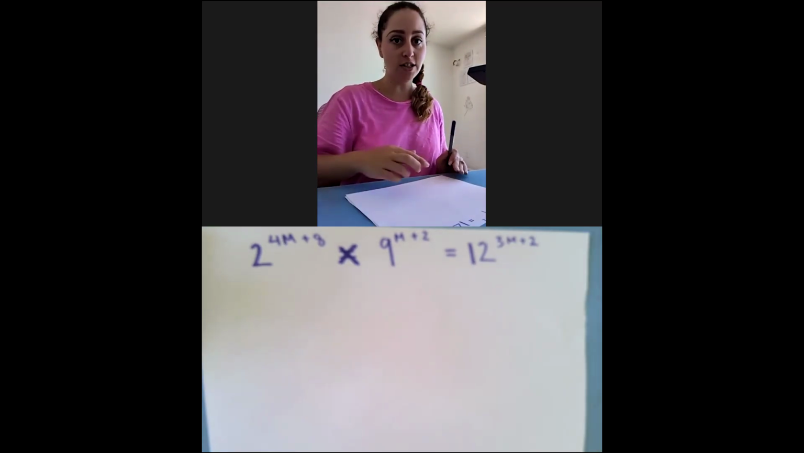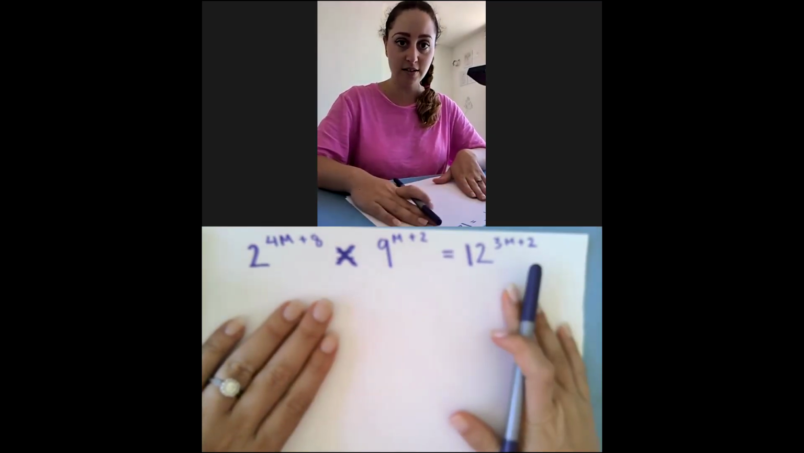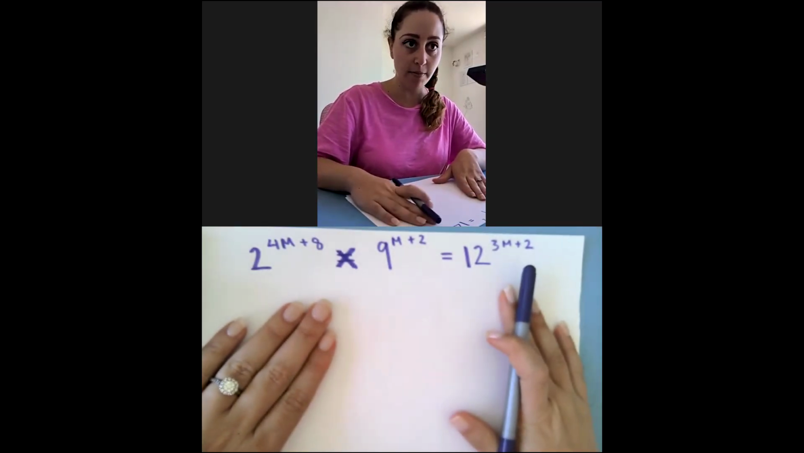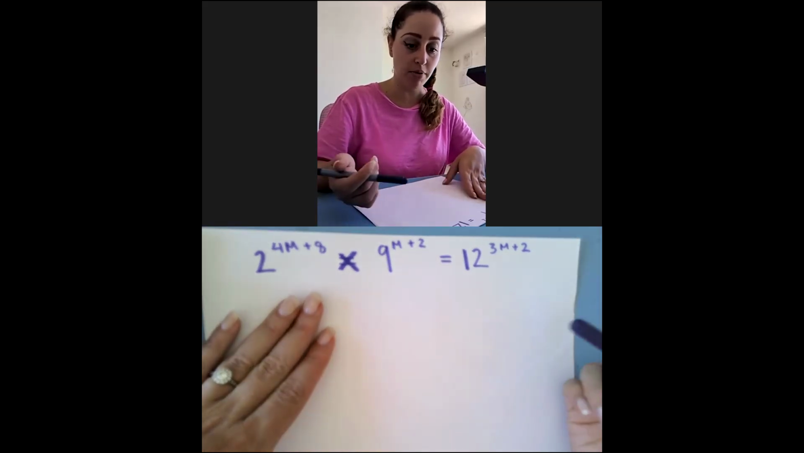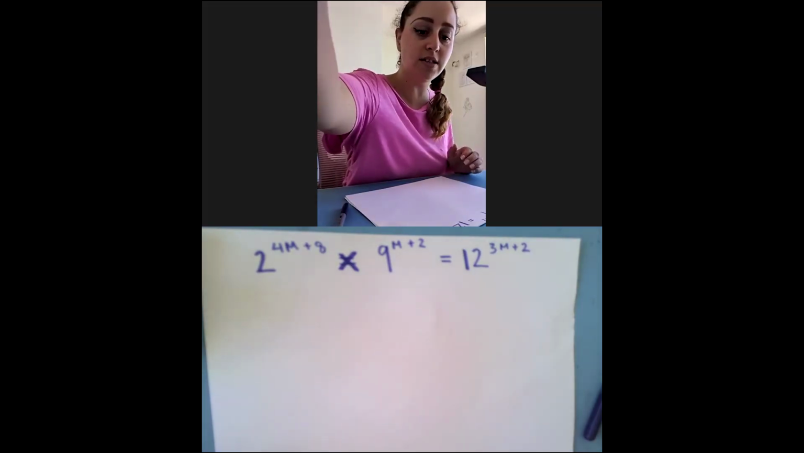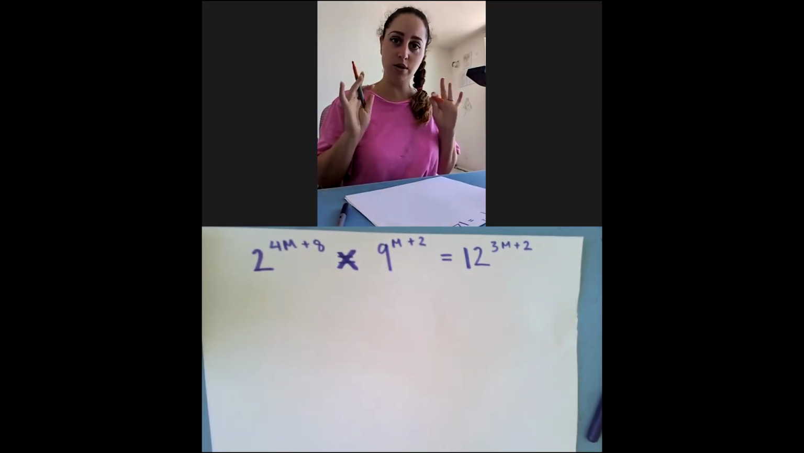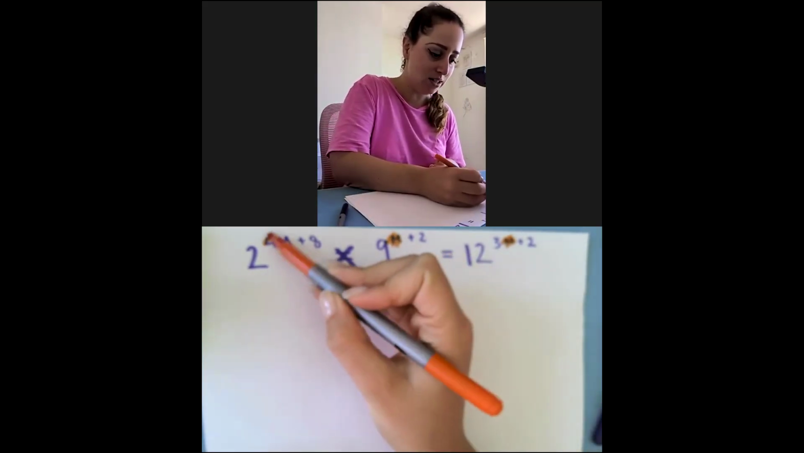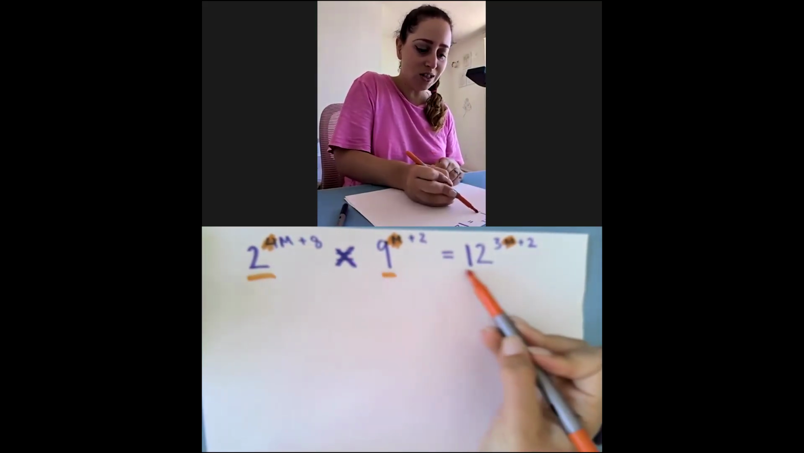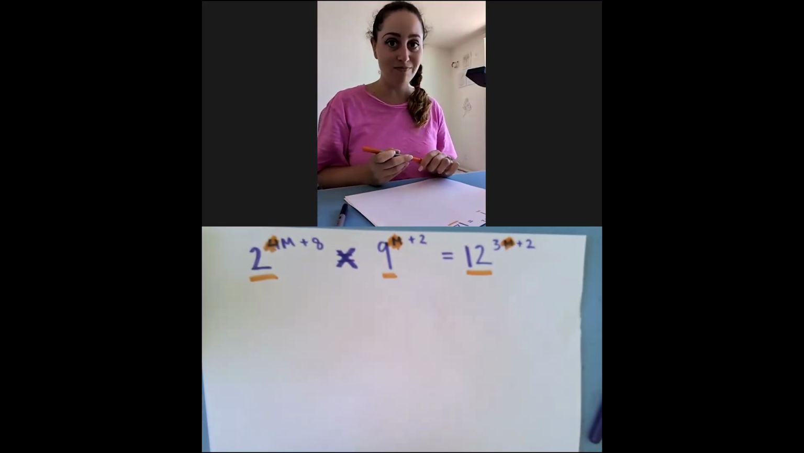Number 4 starts off by saying this: 2 to the 4m plus 8 multiplied by 9 to the m plus 2 equals 12 to the 3m plus 2. And our goal is to solve for m. So we take a look back, see an m here, an m here, an m here. And we notice that the bases are all different.